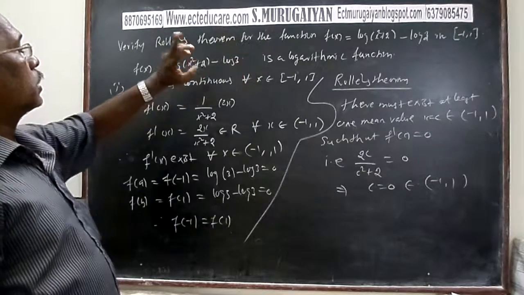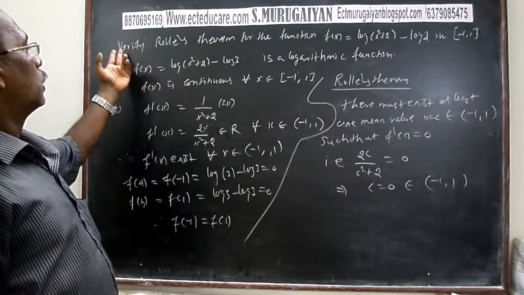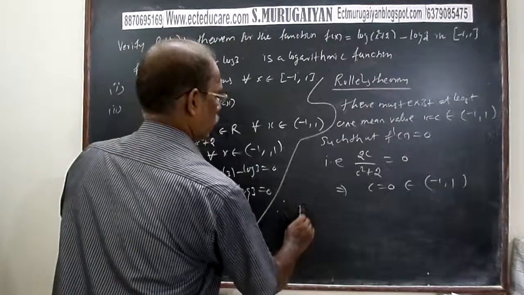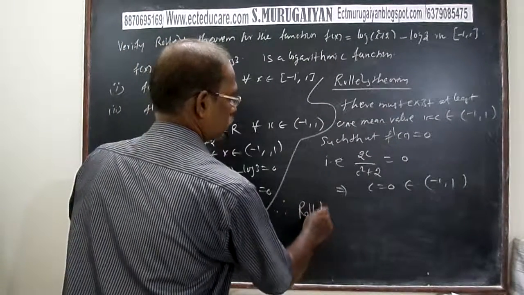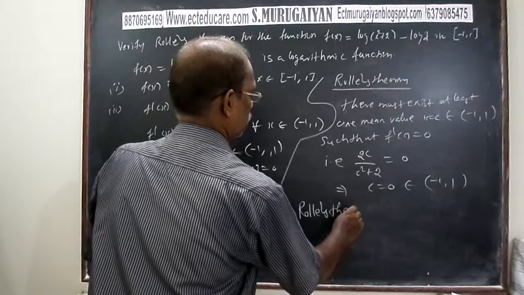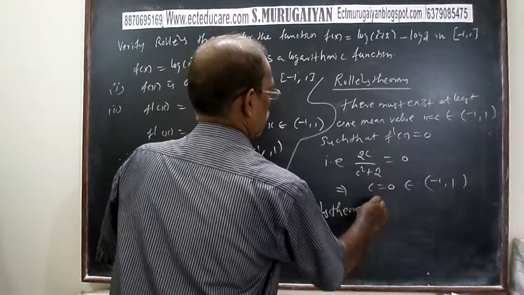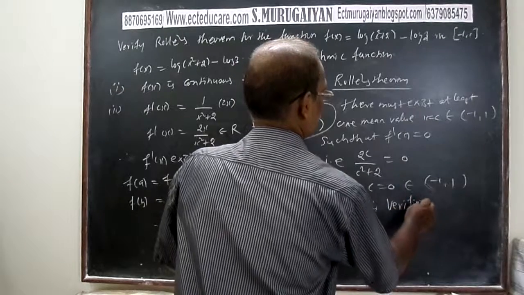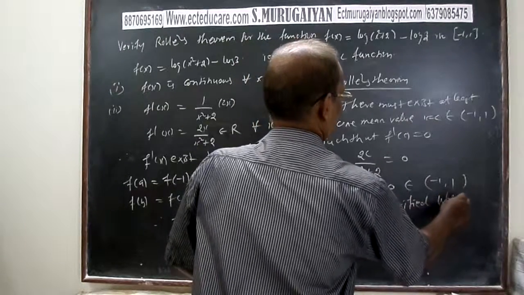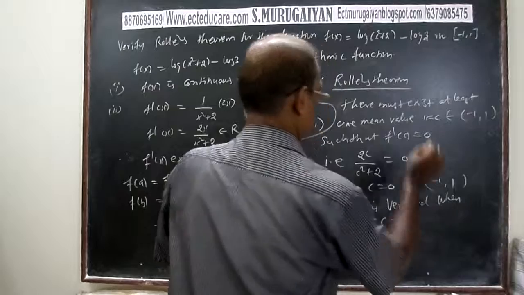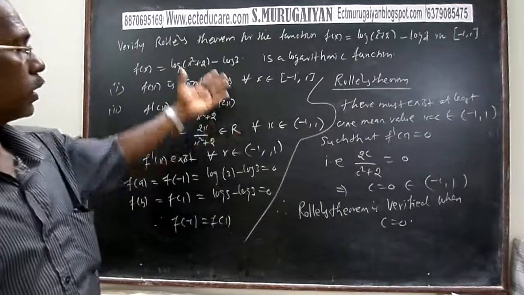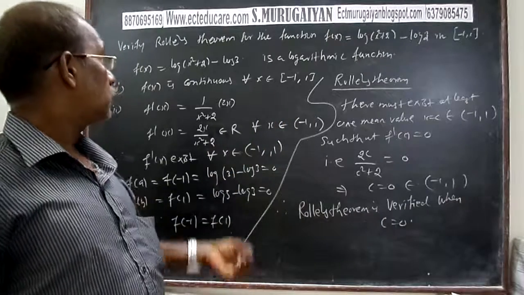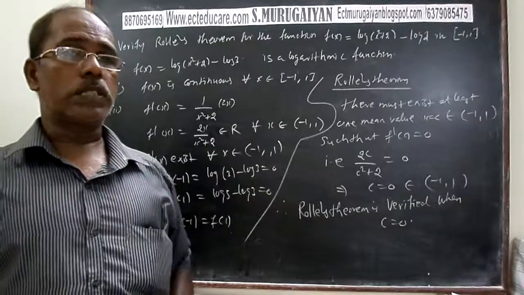The function is verified for the Rolle's theorem statement. Therefore, Rolle's theorem is verified when c equals 0. So dear student, keep watching this. We will discuss one more similar question from Rolle's theorem.